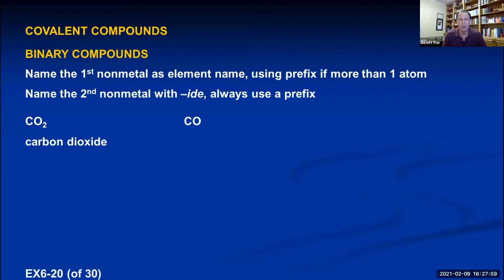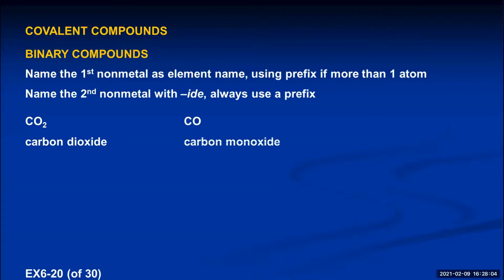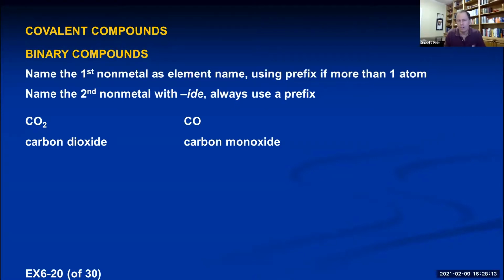What's the name of this binary covalent compound? Carbon monoxide. So you name the first element as its elemental name, you name the second element with IDE and always use a prefix on the second element. If I give you this one, the only tricky thing here is there's two atoms of the first element. So if there's two atoms of the first element, you have to put di in front. This is dinitrogen, and then you always use a prefix for the second one, monoxide. Notice for monoxide here, they didn't say monooxide. If there were two O's in a row, they dropped one of them and just merged them together like that.